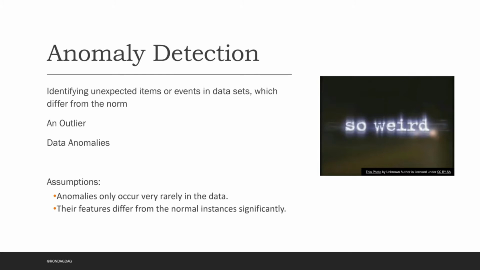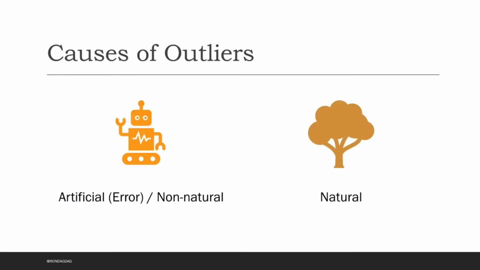So going back to anomaly detection, it's an outlier, data anomalies. The assumptions are that anomalies only occur rarely in data. It doesn't happen every time, and their features are significantly different from the normal instances. So what are two causes of outliers? It can be artificial, or non-natural, or natural causes.